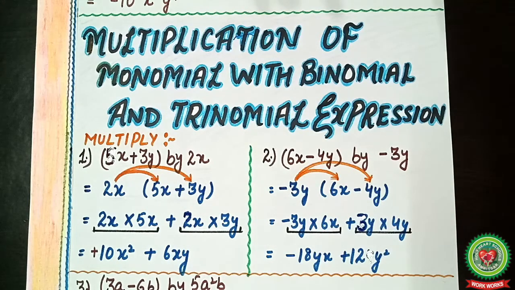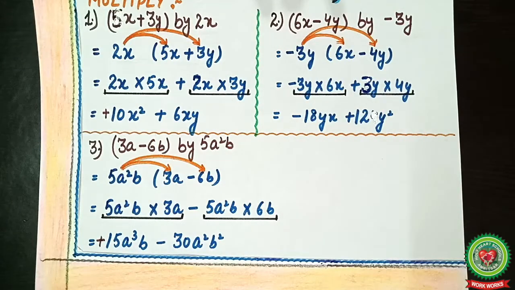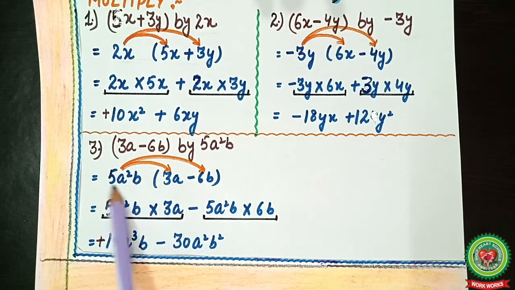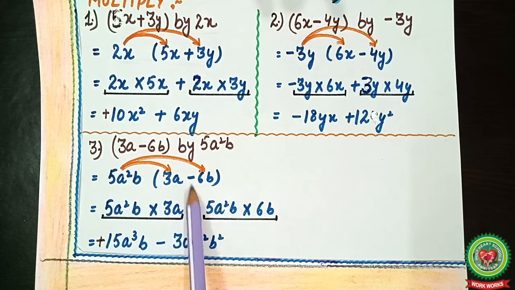So now move to another example. Now here is the statement 3a minus 6b by 5a square b. That means you have to multiply this binomial by again a monomial expression. So you will write the monomial at the first place and at the second place you will write the binomial. Again you will put the arrows like this and you will write here 5a square b multiplied by 3a and, as no minus sign is there outside the bracket, that means plus sign, so no change. So here you will write minus 5a square b multiply 6b.